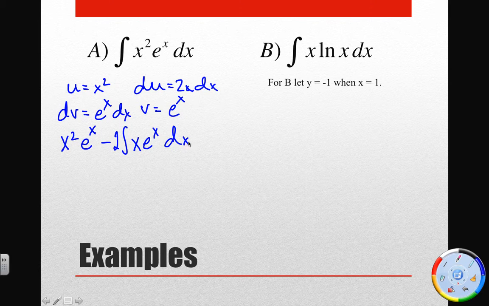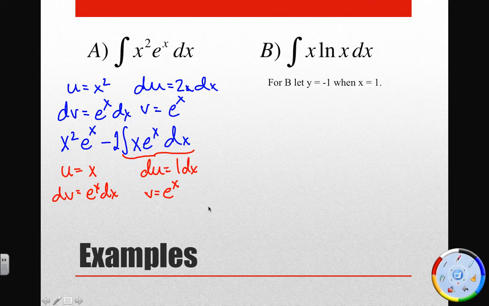Well, that's okay. Now we're just practicing the skill twice in the same problem. So let's change it to a red pen here. Now remember we're looking at this thing right here. u is an x, and dv is e to the x dx. du is 1 dx, which is actually kind of where we want to go. And v is e to the x.